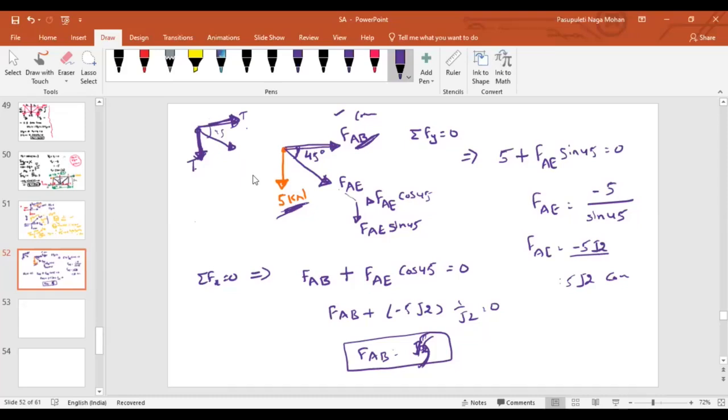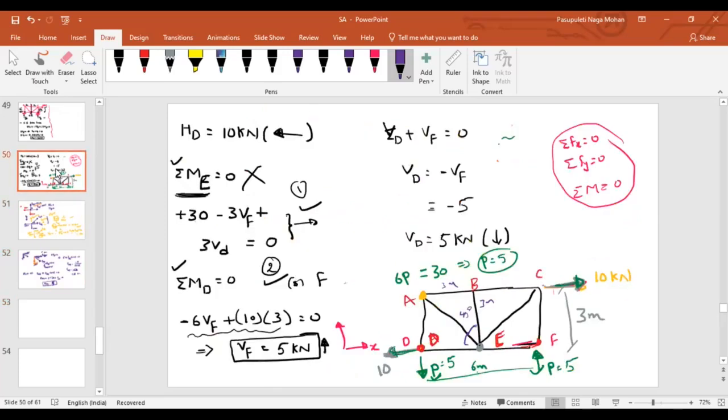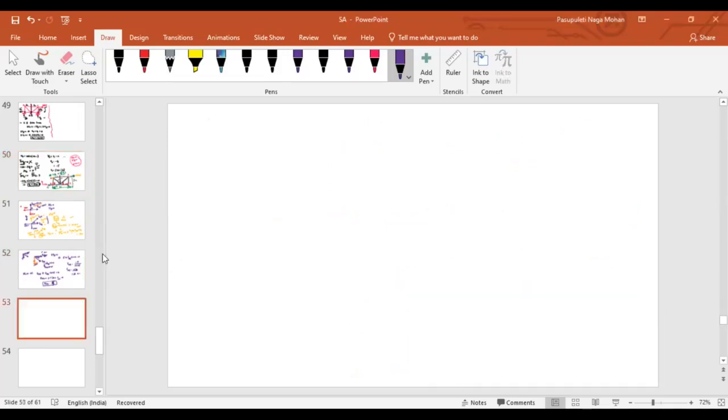But at least you guys understood, right, how you can solve it. Now let us come to joint B. Again at joint B, how many members are connected? 3. Let me represent those members. At joint B, FAB is already known, tensile, so draw a line away from the joint, 5. Similarly FBC, draw a line away from the joint. Similarly FBE, drawn and represented away from the joint.